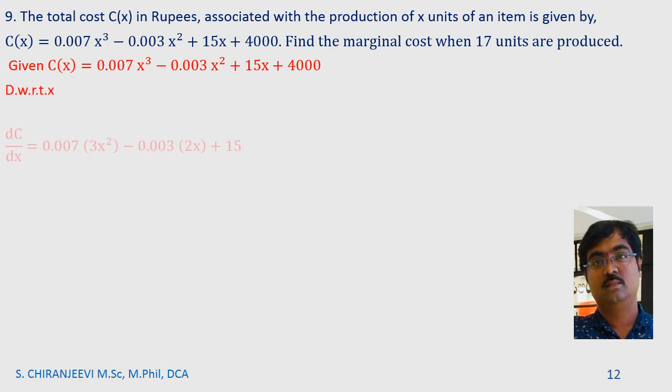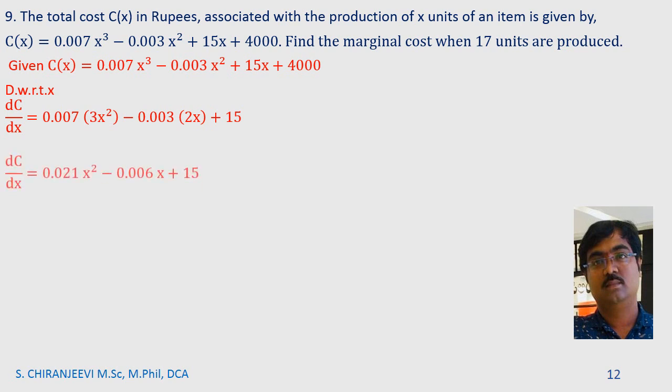Differentiating with respect to x, dC by dx equal to 0.007. Differentiation of x cube is 3x square, minus 0.003. Differentiation of x square is 2x, plus 15 into differentiation of x is 1, and differentiation of 4000 is 0.